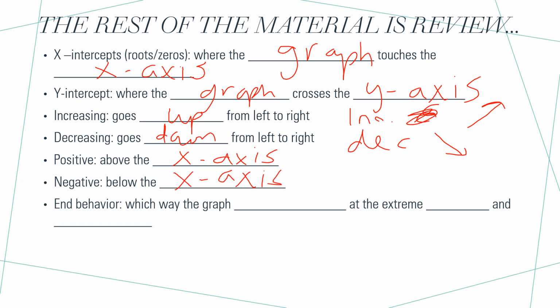And end behavior is which way the graph points. Is it pointing up or down at the extreme left and right of the graph? So does it go up forever, or does it go down forever? Like what does it do? Up or down forever?